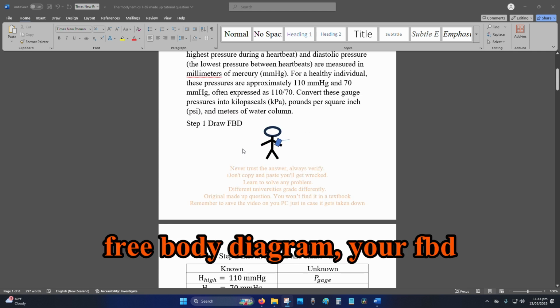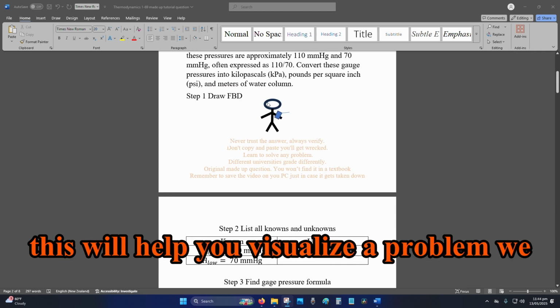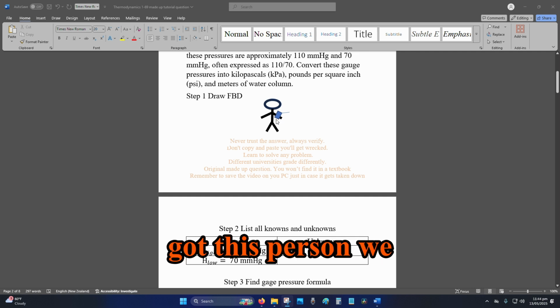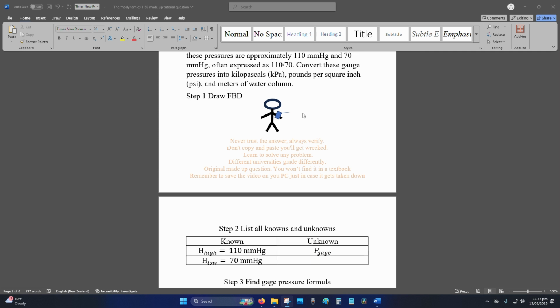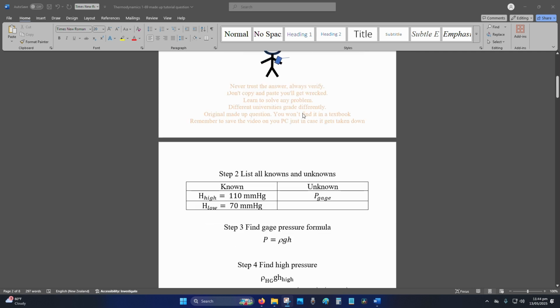Step 1, draw your free body diagram, your FBD. This will help you visualize the problem. We got this person, we got the inflatable cuff, and that's connected to the manometer to find the blood pressure.